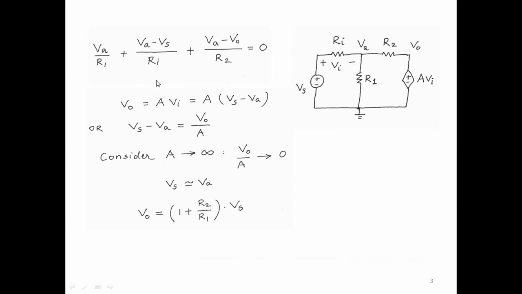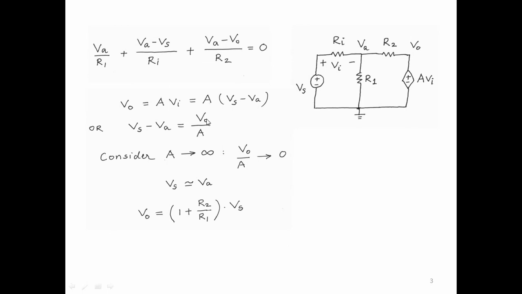So I have written the equation here again and the circuit here again. I am focusing on that second equation, Vo is equal to A Vi. So Vo is equal to A Vi is equal to A times Vs minus Va. So we can rewrite this as Vs minus Va equal to Vo over A. We take the A on the other side.